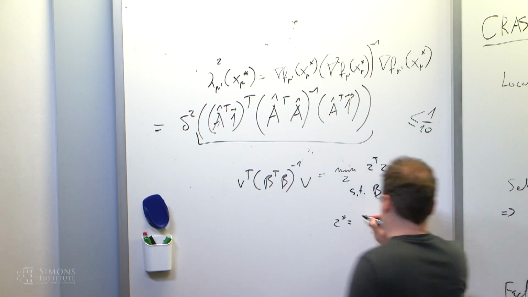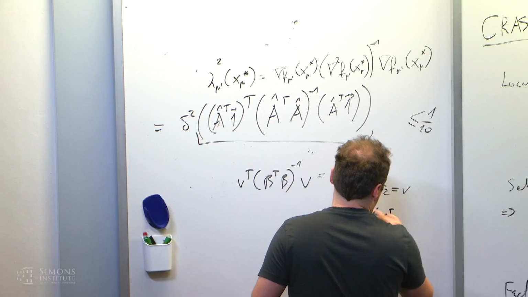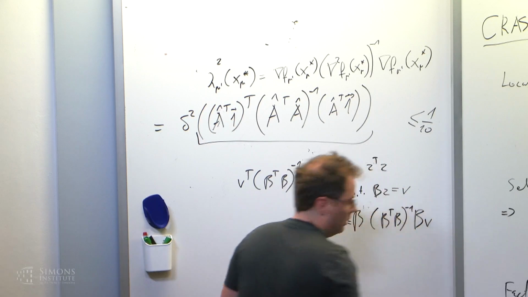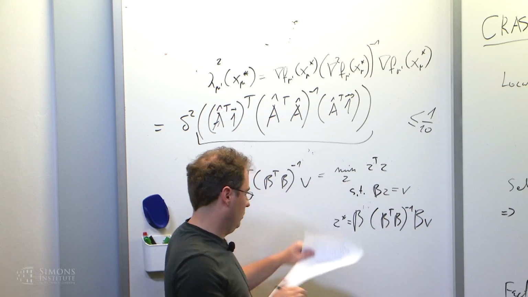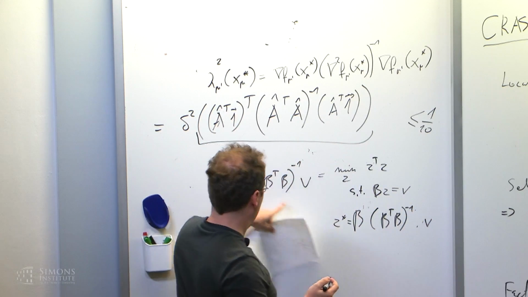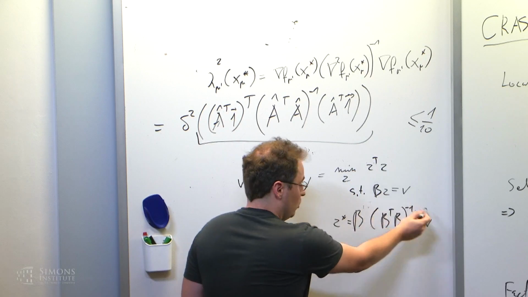It's just b transpose b, transpose b minus 1 bv. Is that correct? No, it's without b. Okay, that's the solution that you get, and then you will get exactly this. But somehow the point here is that this is a minimization, and this is the optimal solution.